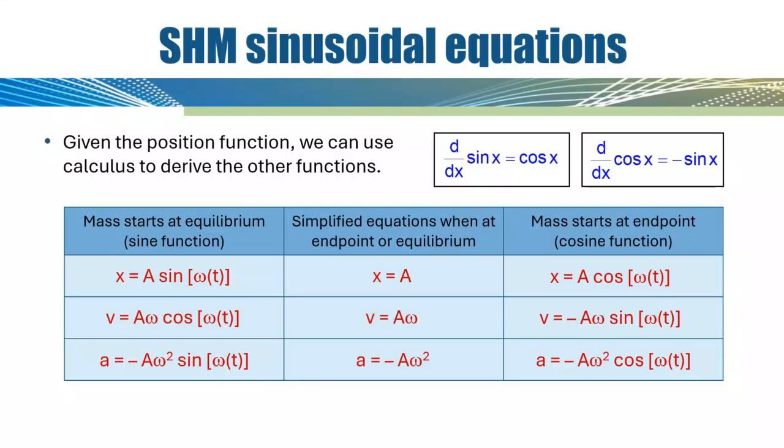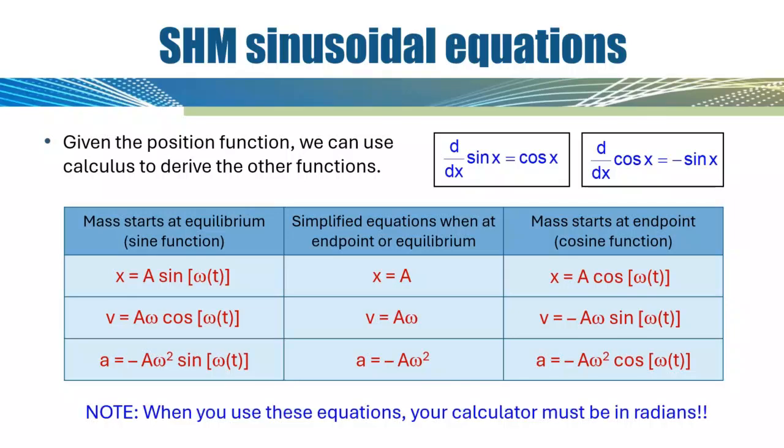In the middle row, we have what I call the simplified equations. These equations result when this phase term here turns out to be 1, which can happen when the mass is at an endpoint or at equilibrium. And these equations provide a quick way to calculate the maximum velocity and/or maximum acceleration of the oscillating mass. And the last thing is just a reminder that when you use any of the sine and cosine equations in this table, your calculator needs to be in radian mode.